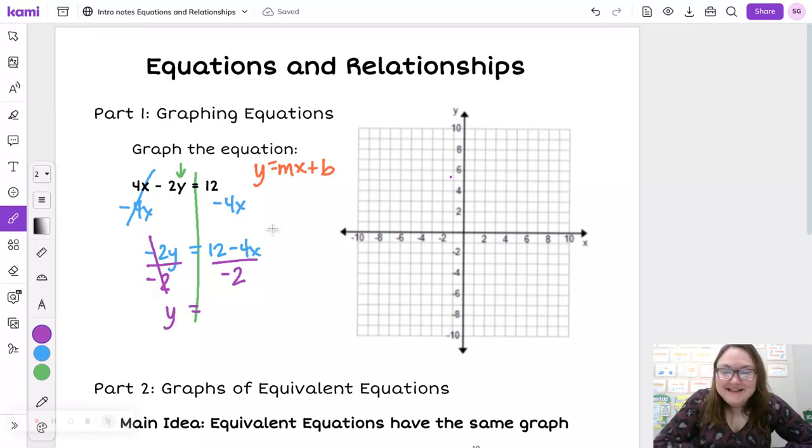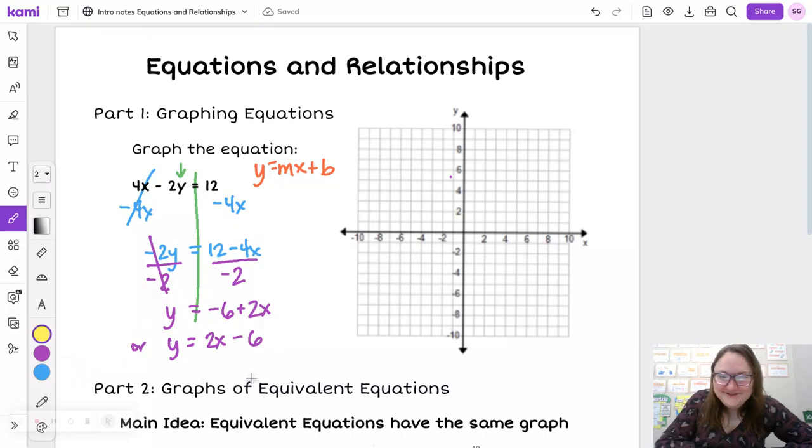Now, if I just copy down this big fraction, that's not going to look like slope-intercept form. I need those two terms to be separate. So I'm going to go ahead and do the division. This line going across means we divide everything by negative 2. So I do 12 divided by negative 2, which gives me negative 6. And then negative 4 divided by negative 2, that gives me a positive. 4 divided by 2 is 2, and so I get plus 2x. You can keep your equation like this, or you can go ahead and change it into the same order here by putting that mx first and then that b at the end. Once you've got this, we are ready to graph.